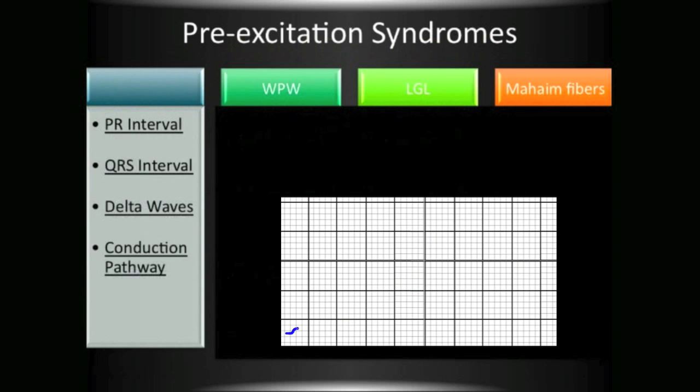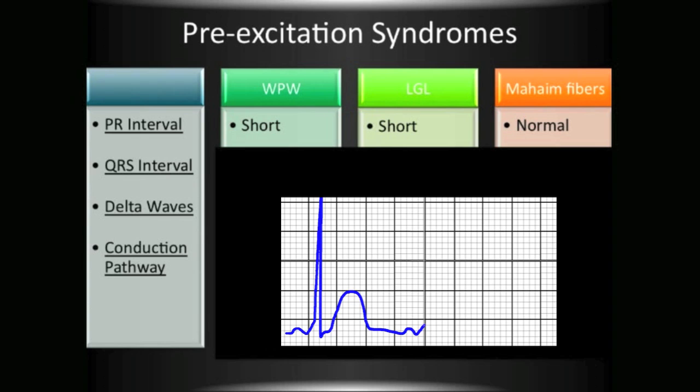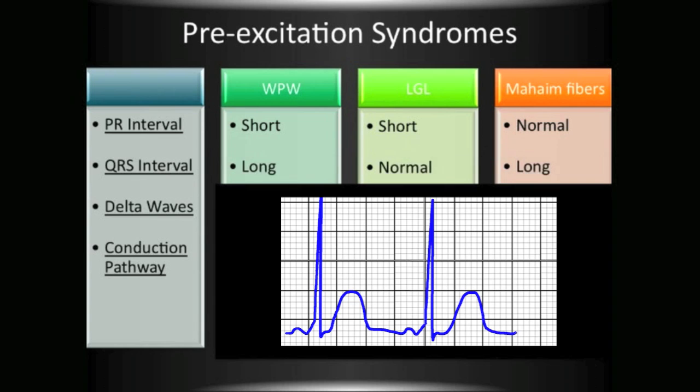Long-Ganong-Levine syndrome and Wolff-Parkinson-White can be distinguished on electrocardiogram by the following. Will both have a shortened PR interval? Yes or no? Yes. PR interval is short in both Wolff-Parkinson-White and Long-Ganong-Levine. Will both have a widened QRS? No, only WPW has a widened QRS.